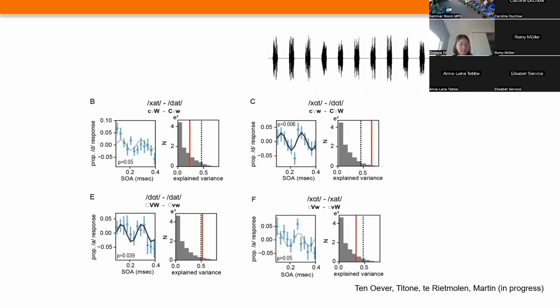Yes, and also to stay closest to the original study. In the original study we did dat gat, so we also wanted to replicate that effect in some sense. So there were 2 reasons for that. Okay, thanks. Great study.